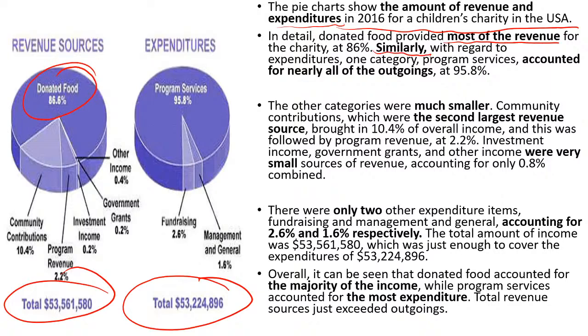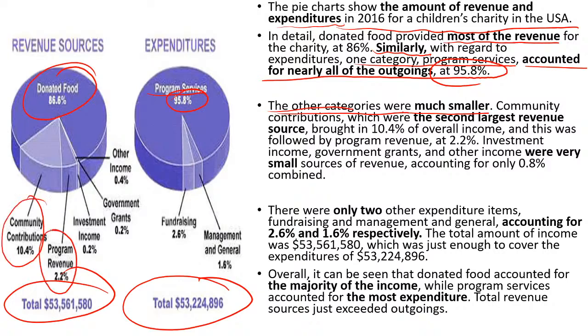Similarly, which is quite approximately the same as the next figure, so that is called similarly. Similarly, with regard to expenditure, one category, program service, right? This is the program service, which accounted for nearly all of the outgoings at 95.8%. The other categories were much smaller. So what are the other categories? These are the other categories actually.